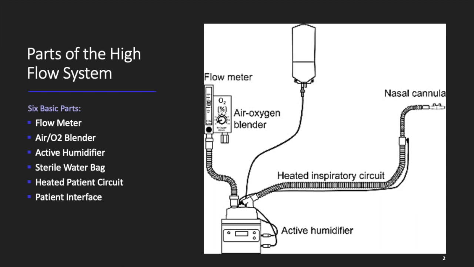So high flow systems are fairly simple. They basically consist of 6 basic parts. So we have our flow meter, which is connected to air and oxygen, and on some systems only oxygen. We have a flow meter here, which we use to control our basic flow, total flow to our patient. We then have an air and oxygen blender, which mixes our oxygen coming out of the wall and air coming out of the wall or through the bottom of the blender. And that allows us to set a specific FiO2 of the flow of gas heading to our patient.